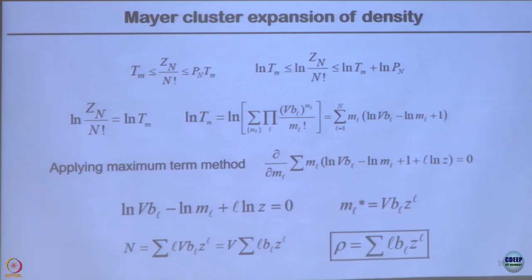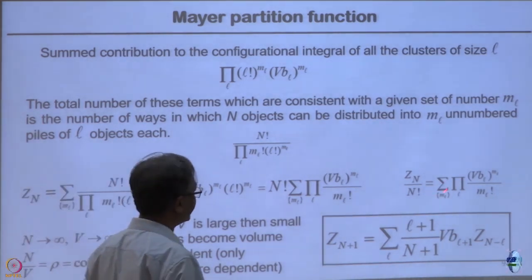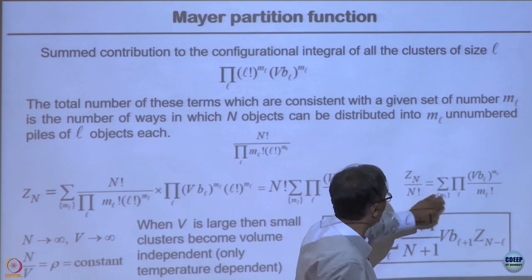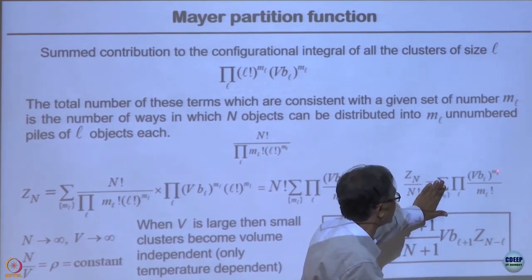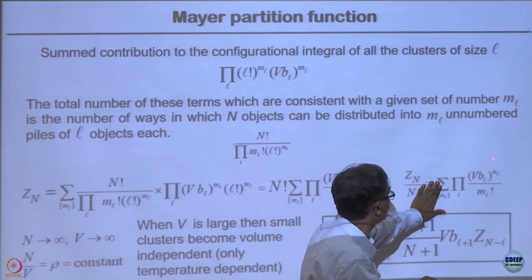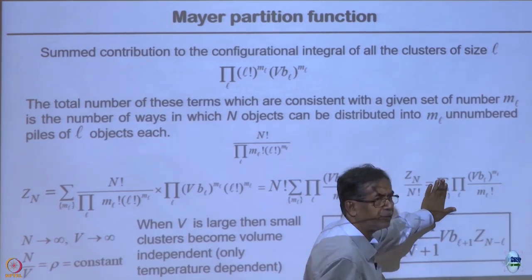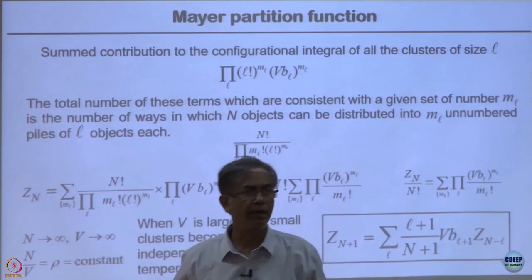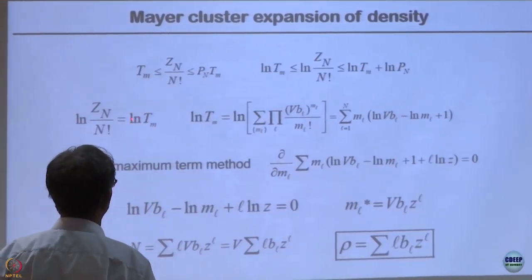So what I am going to do now is take that ML star. I am not going to do the sum now, I am going to replace it by one ML star, that particular distribution which maximizes these things. So I do not have the sum anymore. This is the quantity I have to maximize, right? Clear? So now we do that. This is the maximum term method.